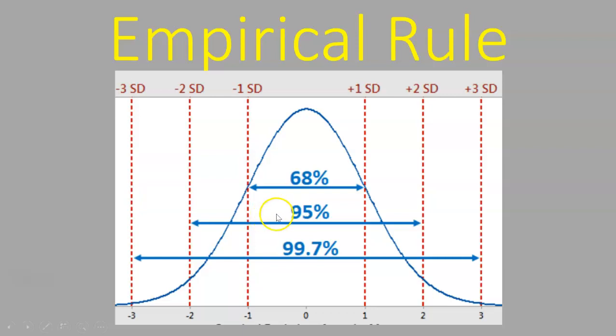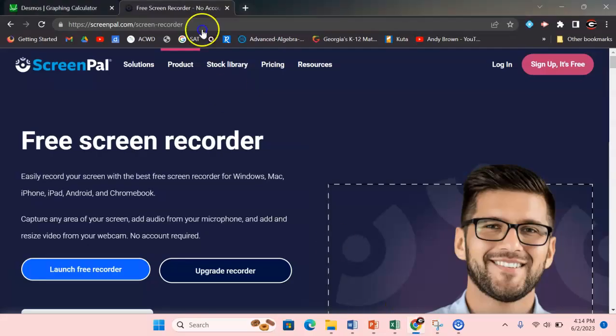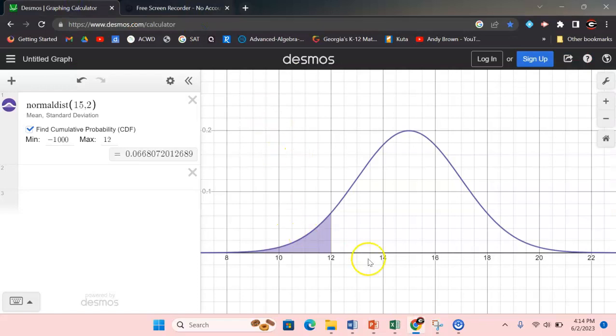Now, to understand, I'm going to go away from the slideshow just a minute to give you a sense of what this curve is telling us. If we go to Desmos here, right here we have a certain percent of the curve that's colored in. These are different numbers, but we're just going to focus on what's shaded. So about 7% of it's shaded at this point.